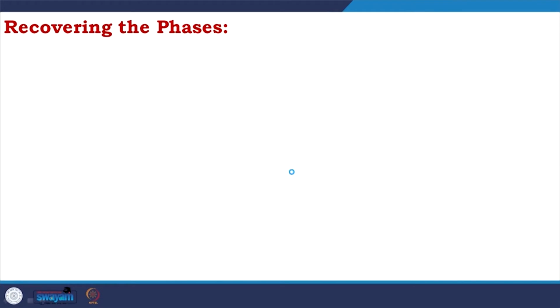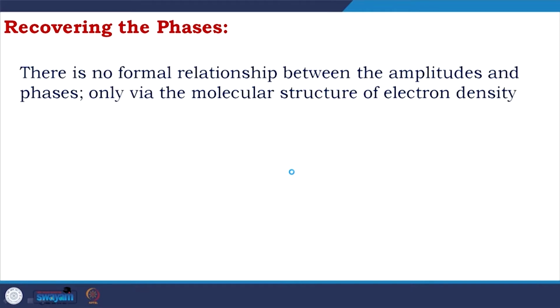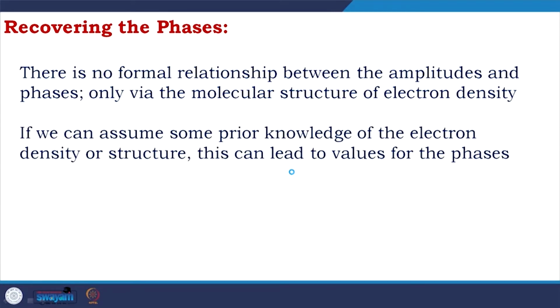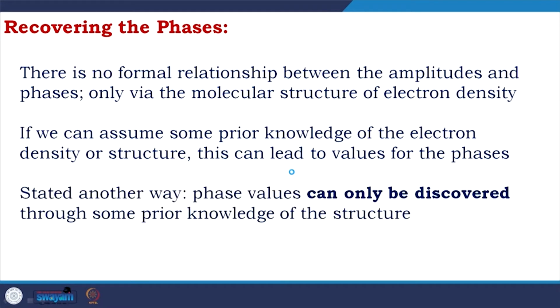So, as we are continuously talking about how to get the phase problem, how to recover the phase? There is actually no formal relationship between the amplitude and the phases, but only via molecular structure of electron density. If we can assume some prior knowledge of the electron density or structure, this can lead to the values of the phases. So, phase value can only be discovered through some prior knowledge of the structure.